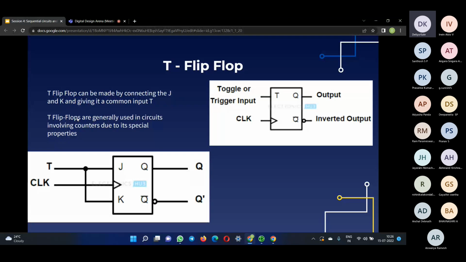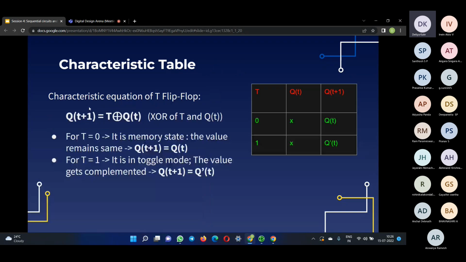T flip-flops are generally used in circuits which involve counters, where we need toggling. Let's see what the characteristic table of a T flip-flop looks like. If this is the present state and this is the toggle input, and it is 0, you won't get any toggling. The next state will be the same as the previous state, that is a memory.